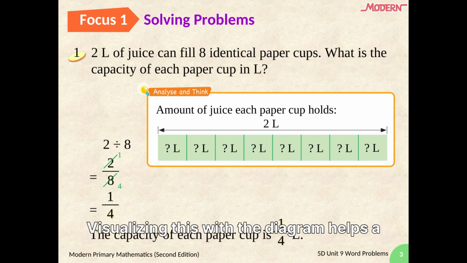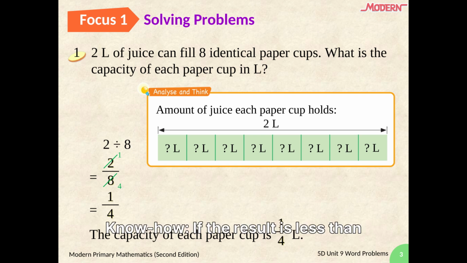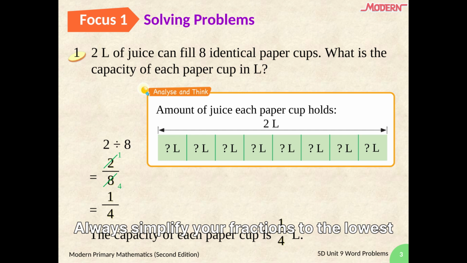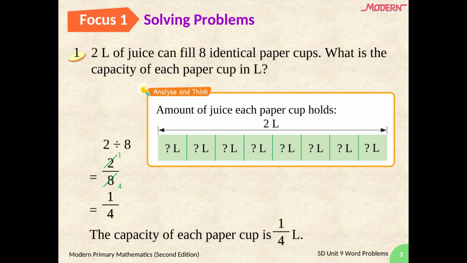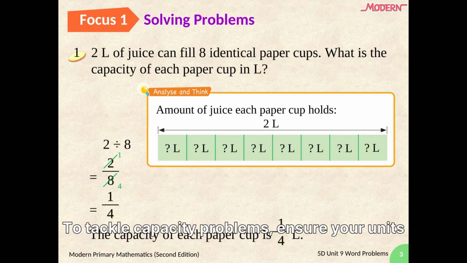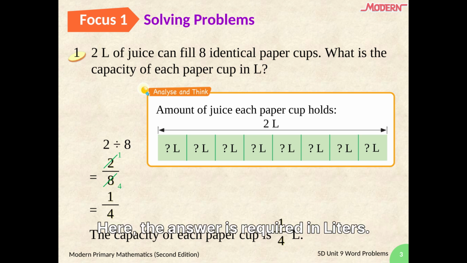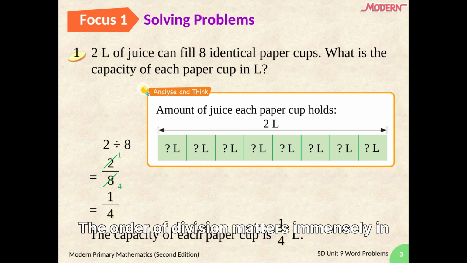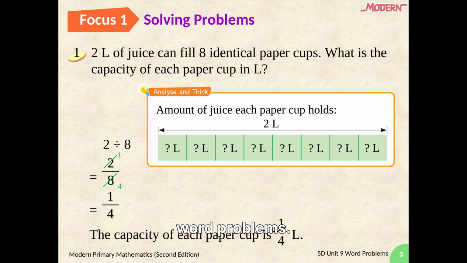Visualizing this with the diagram helps a lot. Know-how. If the result is less than 1, your answer will be a proper fraction. Always simplify your fractions to the lowest terms. To tackle capacity problems, ensure your units are correct. Here, the answer is required in liters. Stay consistent. Remember, 2 divided by 8 is not the same as 8 divided by 2. The order of division matters immensely in word problems.